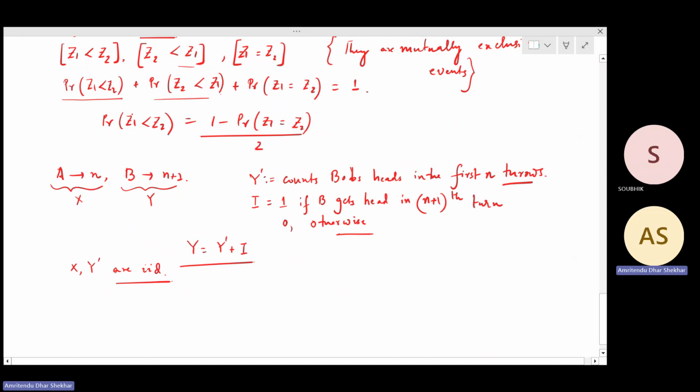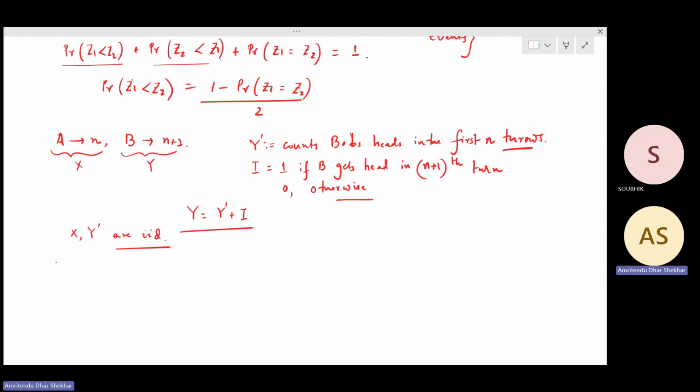So they both count n throws, and they're of course independent and identically distributed. So x and y prime are IID random variables. Now the probability. Notice, what does x less than y mean?